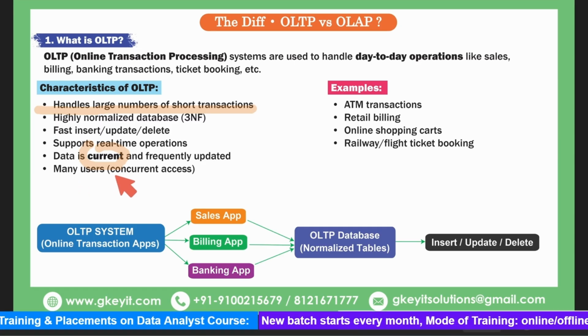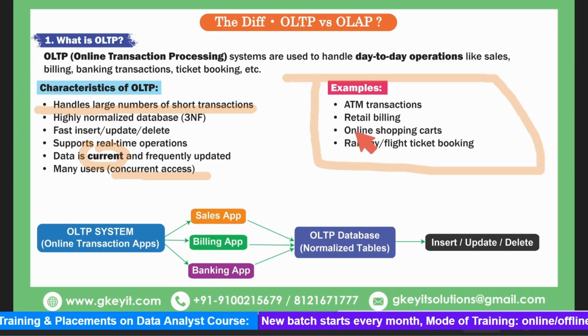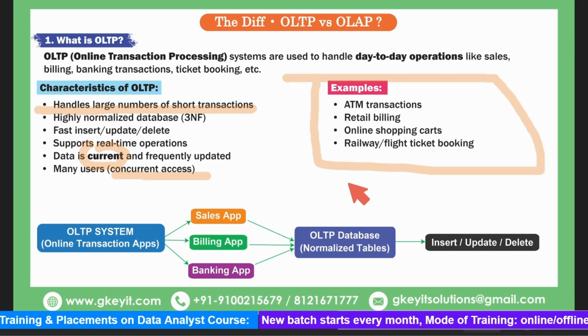There would be many users for these systems, like concurrent access. For example, if you take ATM transactions, retail billing, online shopping carts, railway or flight ticket bookings, there might be many users. For example, if you take an ATM transaction, per day thousands of transactions happen for a particular ATM machine. That means for a particular machine there would be many users. In this way, these are the different examples for OLTP systems.